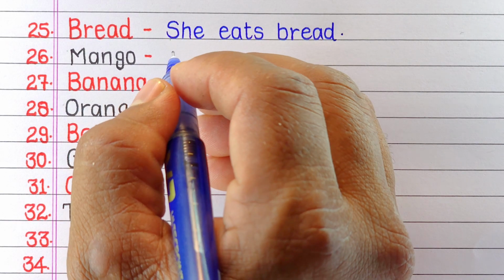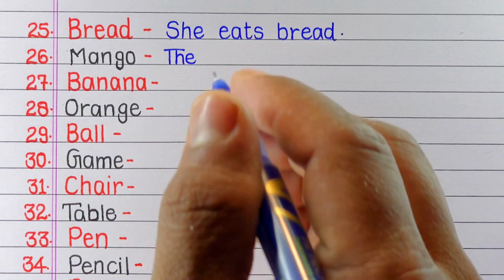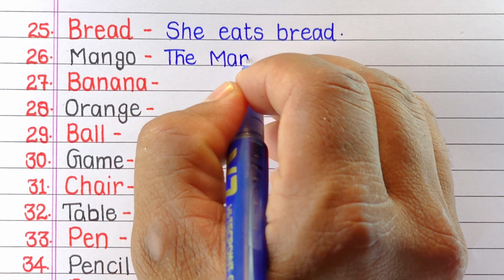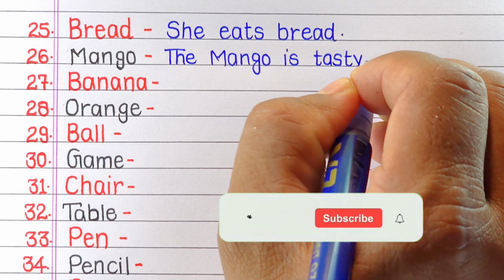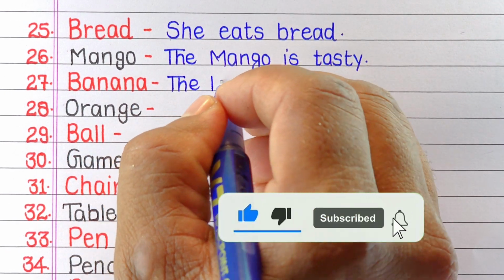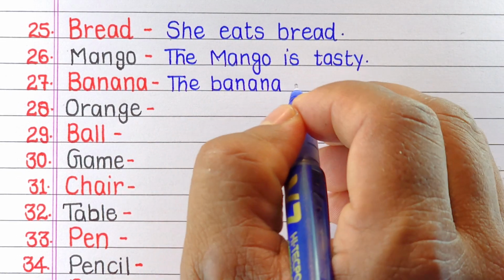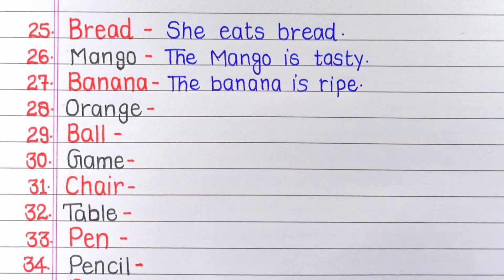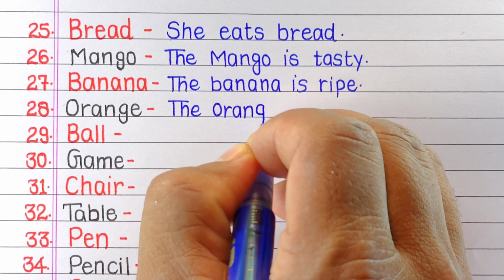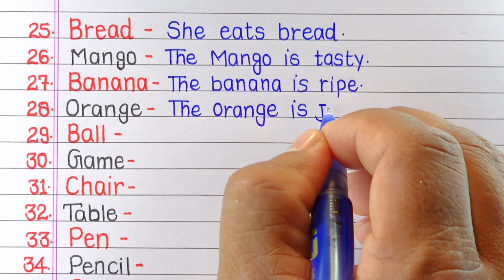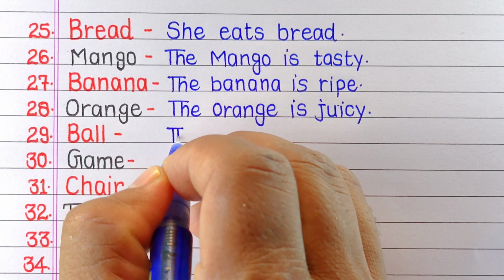25. Bread. She eats bread. 26. Mango. The mango is tasty. 27. Banana. The banana is ripe. 28. Orange. The orange is juicy.